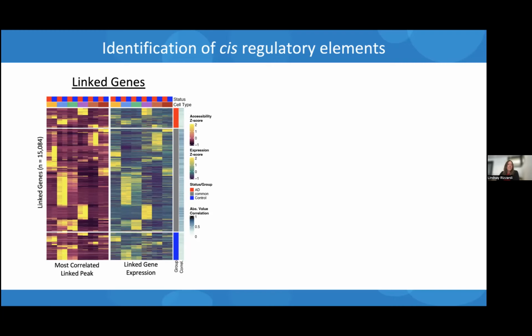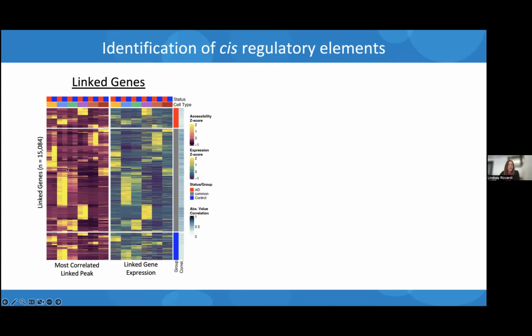So here we're looking at our links in a little bit different way by looking at the linked genes themselves. Here on the y-axis are all of the linked genes. And then we're looking at, in this first box here, the most correlated linked peak and its accessibility score. And then we're looking at the expression of that linked gene over here in the greenish boxes. And this is split up by either Alzheimer's specific links here at the top, common links, which of course is the biggest group in the middle, and control specific links here.